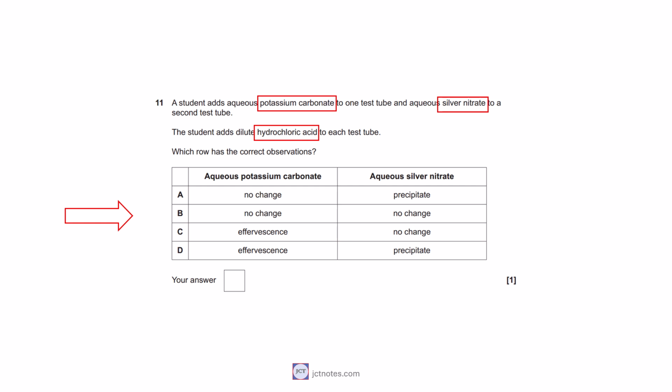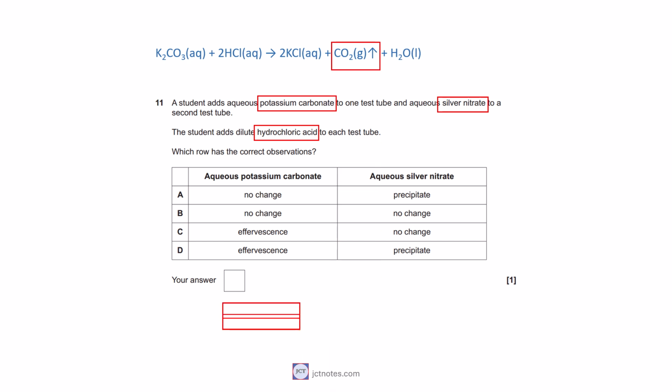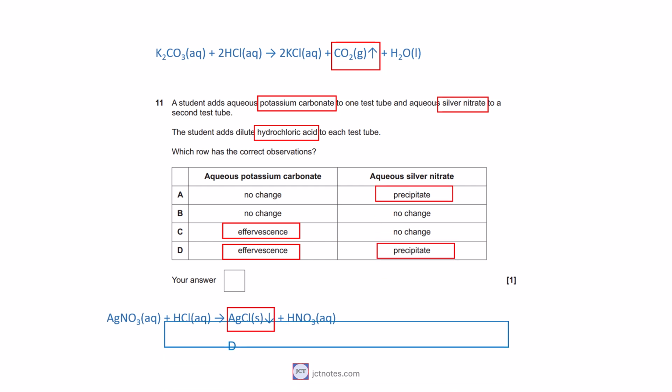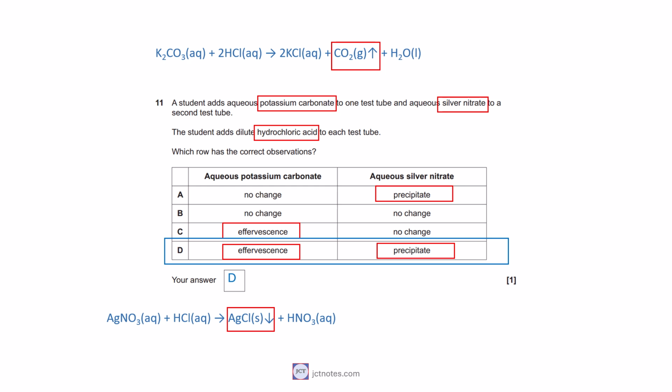In the test tube with potassium carbonate, this reacts with the hydrochloric acid to produce carbon dioxide gas, that will form bubbles and the student observes effervescence. In the other test tube, the aqueous silver nitrate reacts with the hydrochloric acid to produce a precipitate of silver chloride. The student observes a precipitate. Then, the answer is D.